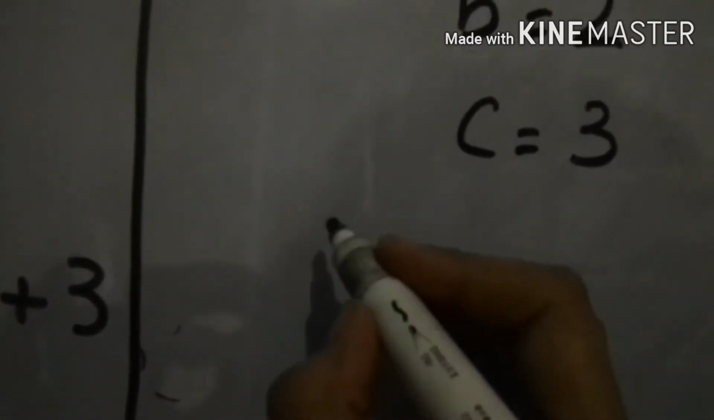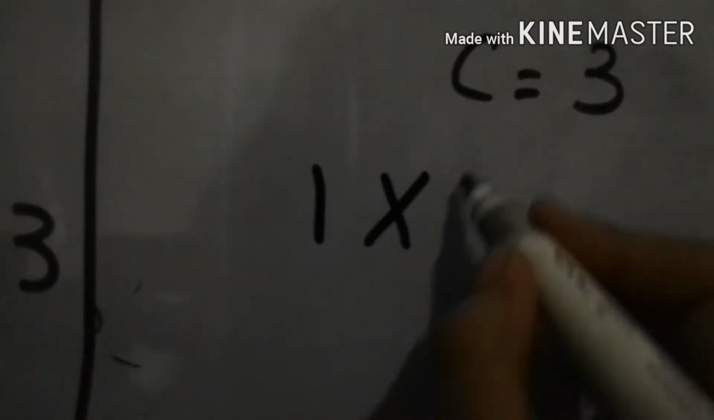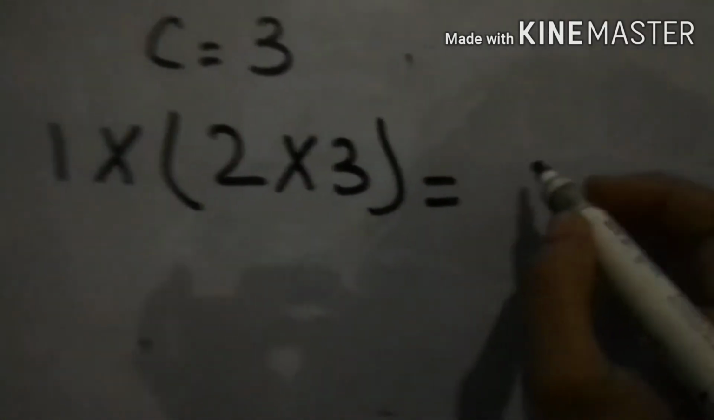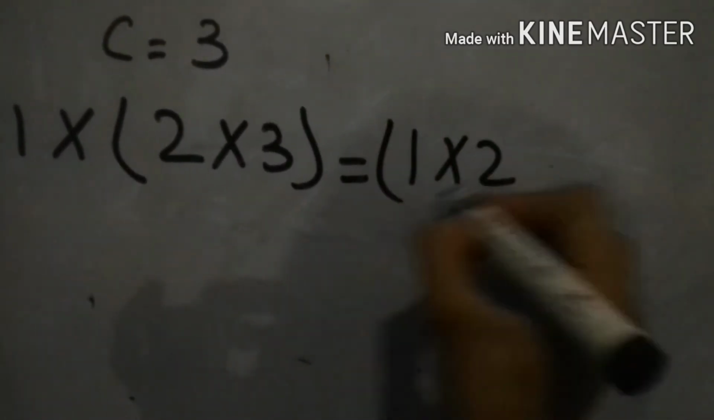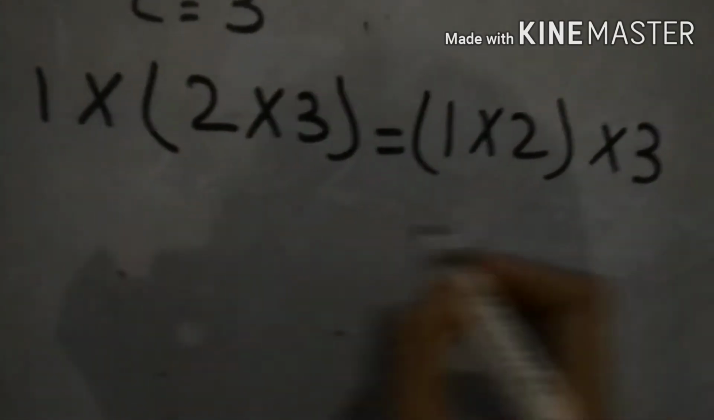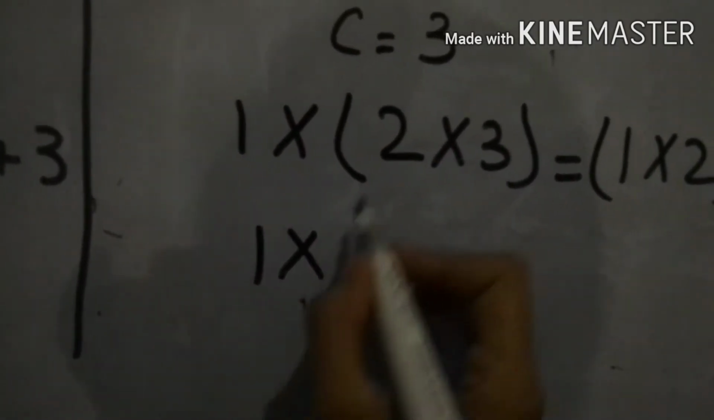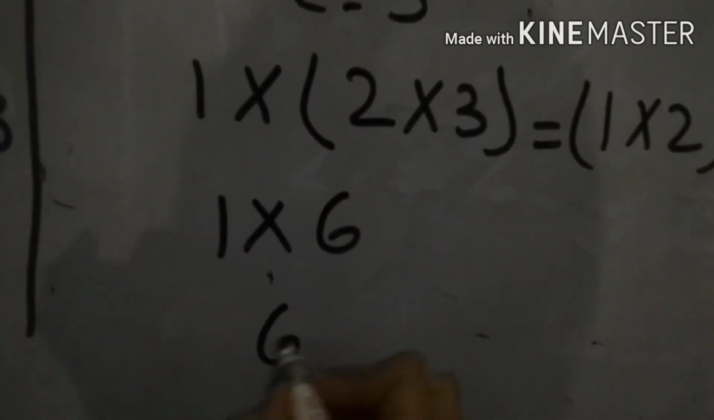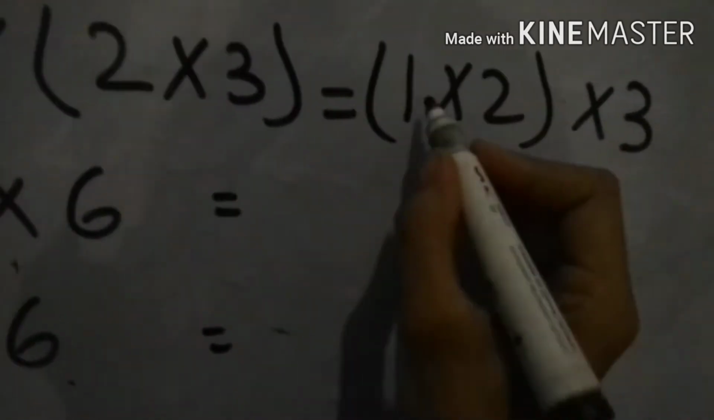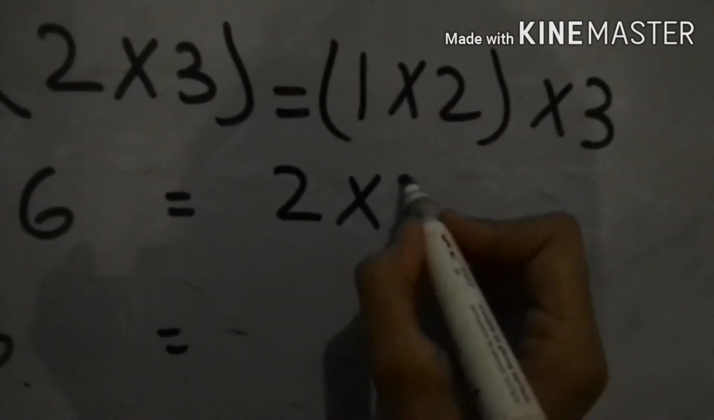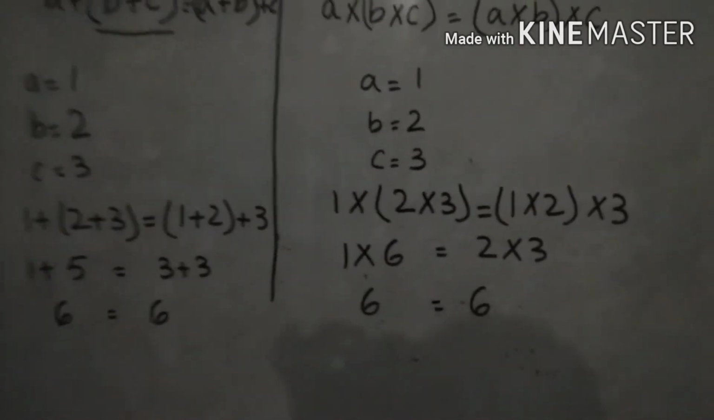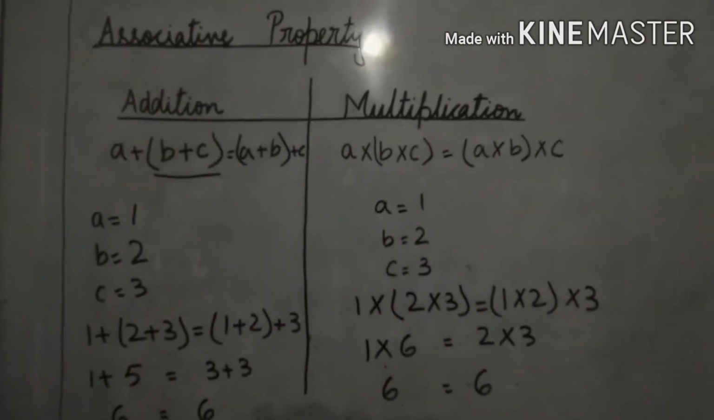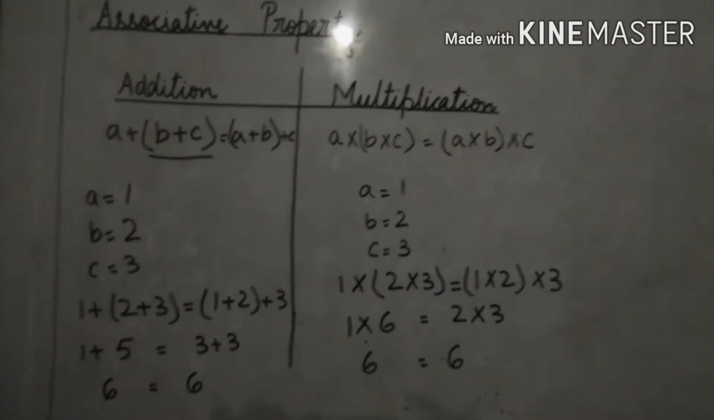Now we will put the values in the formula. 1 multiplied by 2 multiplied by 3 is equals to 1 multiplied by 2 multiplied by 3. 2 threes are 6 and 6 ones are 6. 1 two is 2, multiply by 3, 3 twos are 6. The answer on both the sides is the same. This is the property of associative.